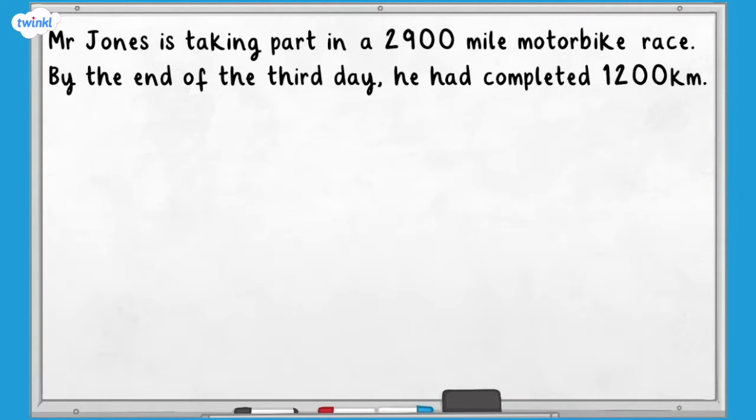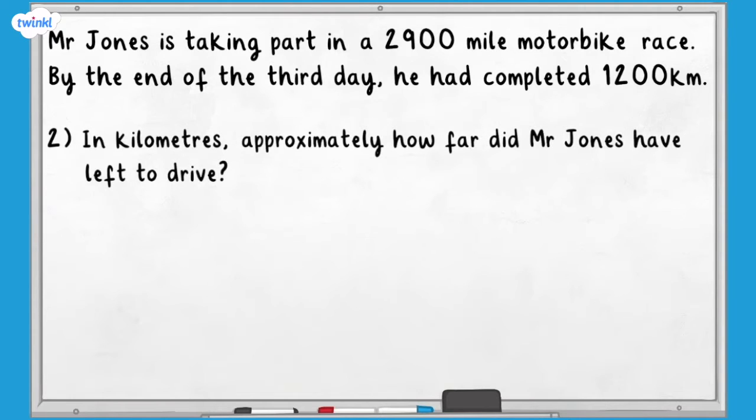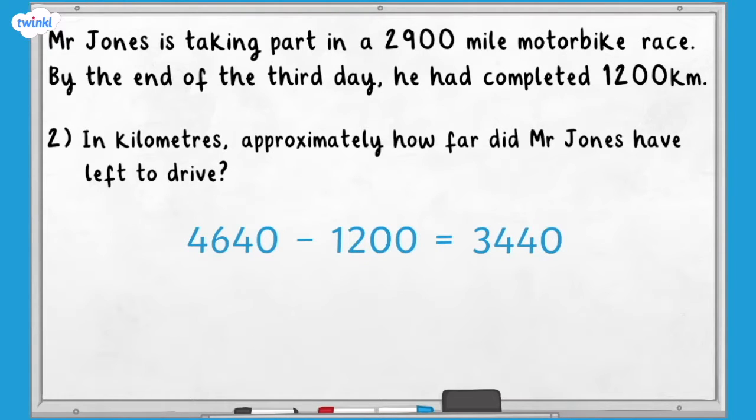As Mr. Jones had already completed 1,200 kilometres, we can subtract this distance from the total. 4,640 kilometres subtract 1,200 kilometres equals 3,440 kilometres.